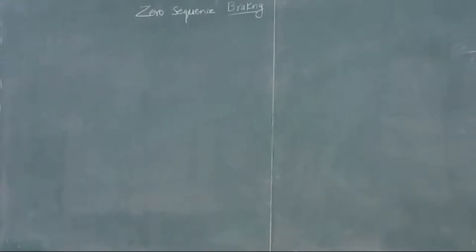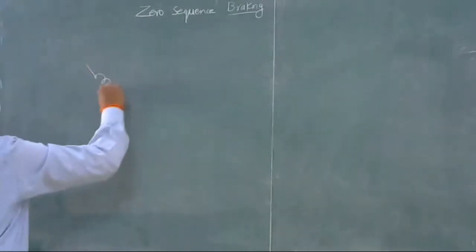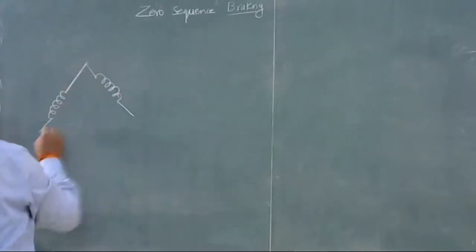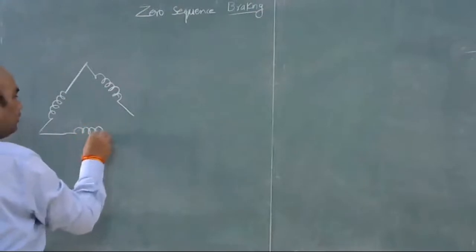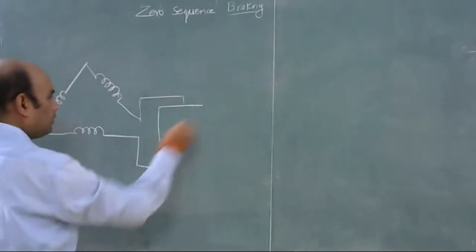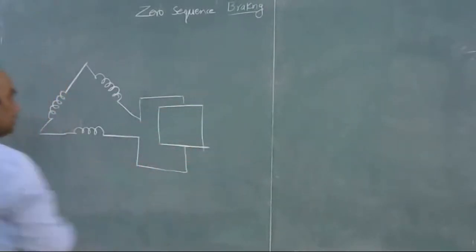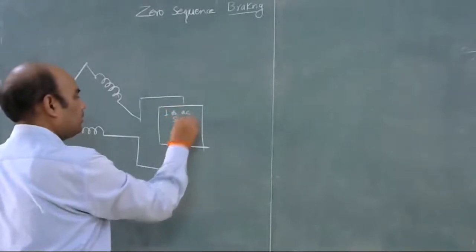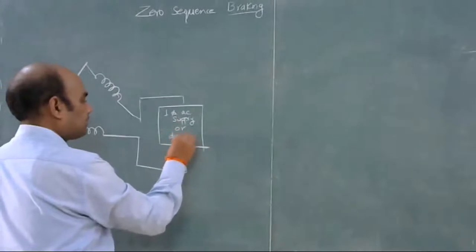So in this case, we take our delta connected induction motor. We disconnect the stator of the induction motor and connect it in series across either a single phase AC supply or DC supply.